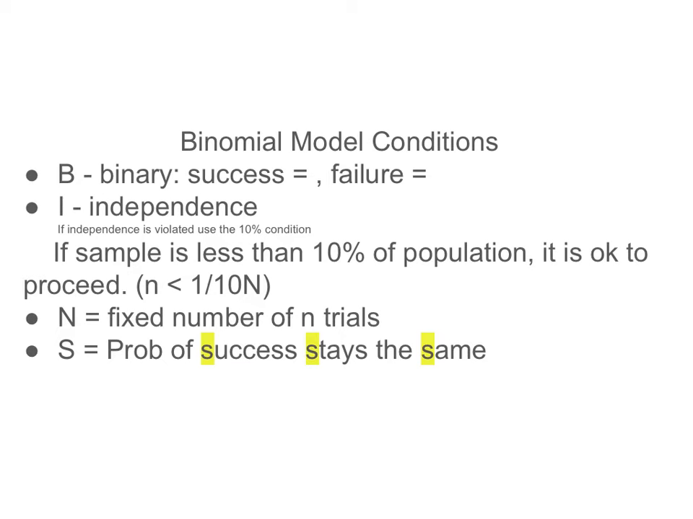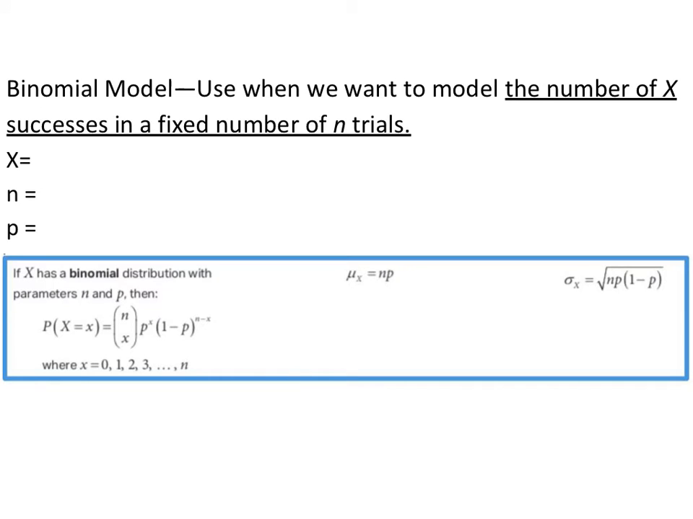Okay, so you've got to be given that part. That's really one of our major differences between binomial and geometric. And then the S, you can think same success, or the probability of a success stays the same. Okay. So again, we're looking at Bernoulli trials, and a binomial model is used when we want to model the number of X successes in a fixed number of N trials.